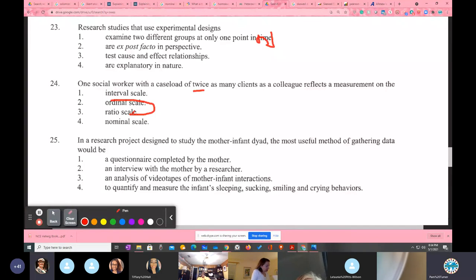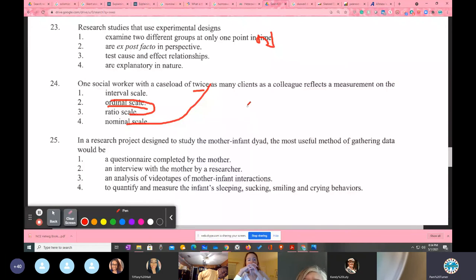Ratio or ordinal? Because it could be zero or it could be twice as much. Ratio says a true zero. I have no idea, I'm just guessing. And your guess would be right. Right? Okay. So my ratio is going to be twice as much. If it said ordinal, oh my gosh, I'm in third place. That's order, right? But ratio, okay. And ratio is quantitative. Look at that. Good, good.